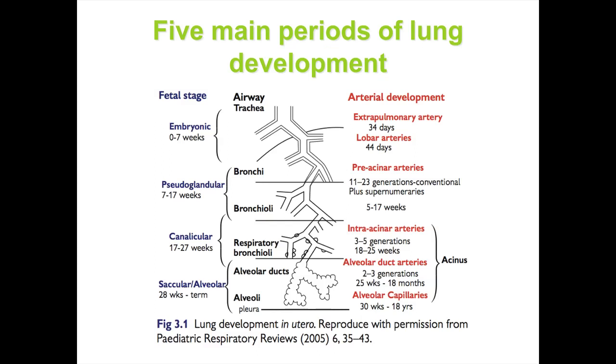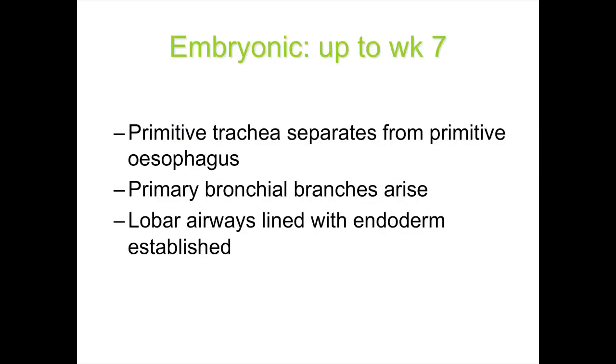There are 5 main periods to lung development, and this is the main diagram in the textbook explaining this, and we're just going to break this down further and talk about each stage. The embryonic phase of lung development occurs up to week 7 gestation, and this involves the primitive trachea separating from the primitive esophagus, primary bronchial branches arising, and lobar airways lined with endoderm being established.